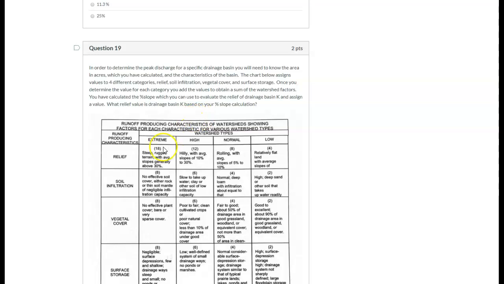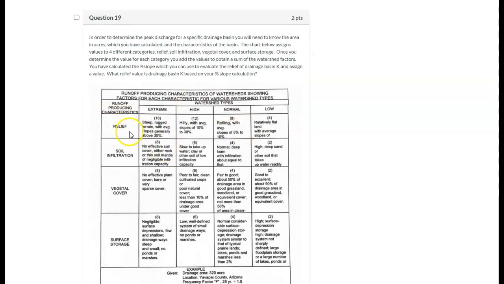And so what we do is we look at these criteria: the relief, which means how steep it is; soil infiltration. What does that mean? If there's a lot of soil, water will sink into the soil and not get into my stream, so it won't produce as much water. But if there's no soil, a lot more water gets in my stream and it produces a lot more water. The same with vegetation. A lot of vegetation absorbs water, less goes into my stream. Less vegetation, more in my stream.